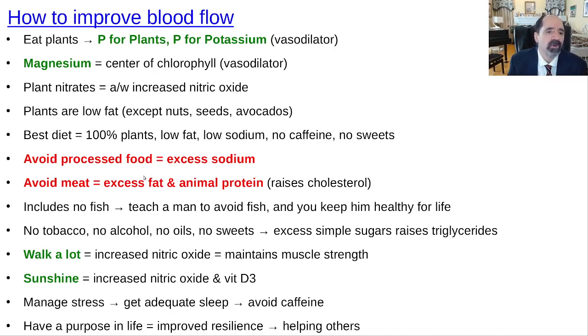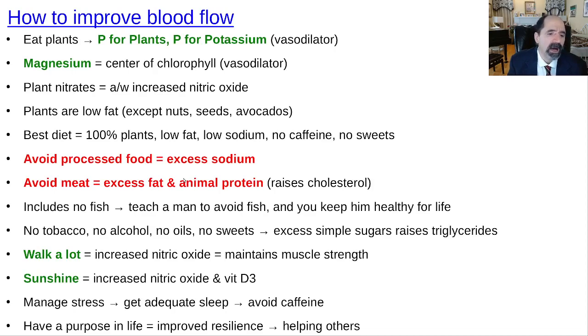Avoid processed food. Tons of sodium in processed food. Typical standard American diet, 80% of the sodium is coming from processed food. And, you know, our primitive ancestors probably ate about 200 milligrams a day, at the most 500 milligrams, whereas a lot of Americans are eating 7,000 or more milligrams of sodium per day. It's not a good idea. Avoid meat. We talked about that. Animal protein, too, raises cholesterol. It's not just the fat. So even if you drank skim milk, it'll raise the cholesterol.